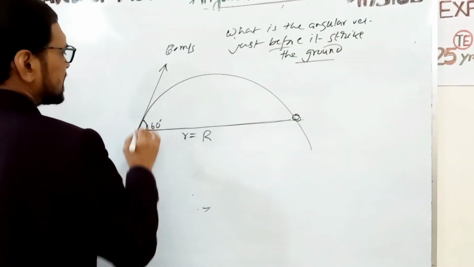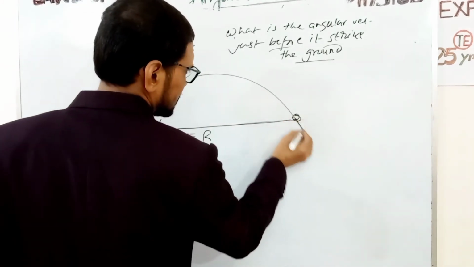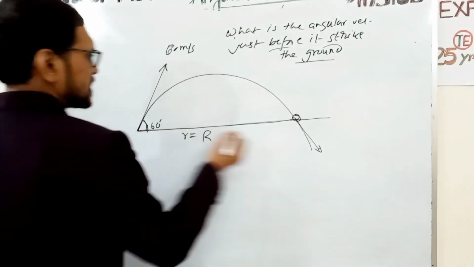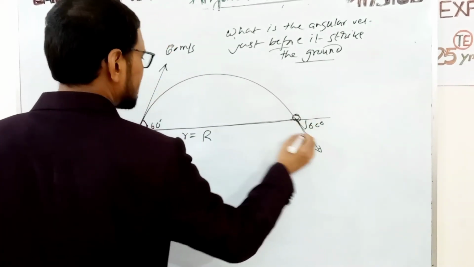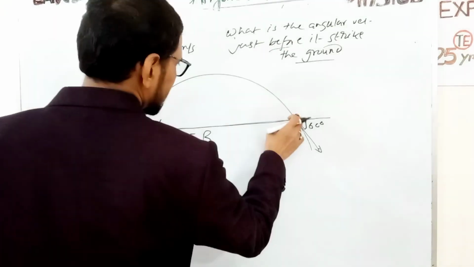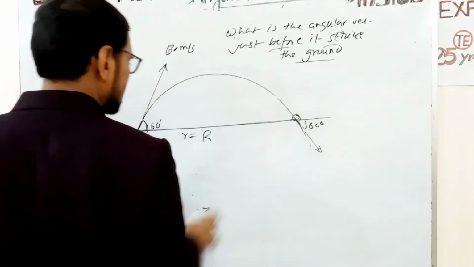So this is 60 degree angle. Now this, so it makes 60 degree here, because this angle and this angle will be the same. In projectile motion, this angle and this angle will be the same. It strikes at the same angle.